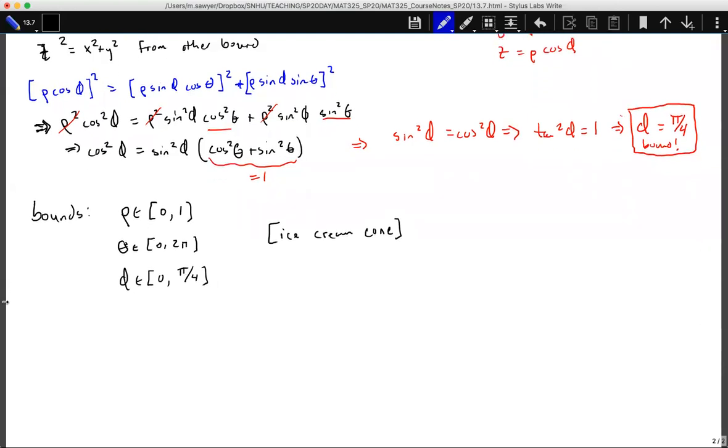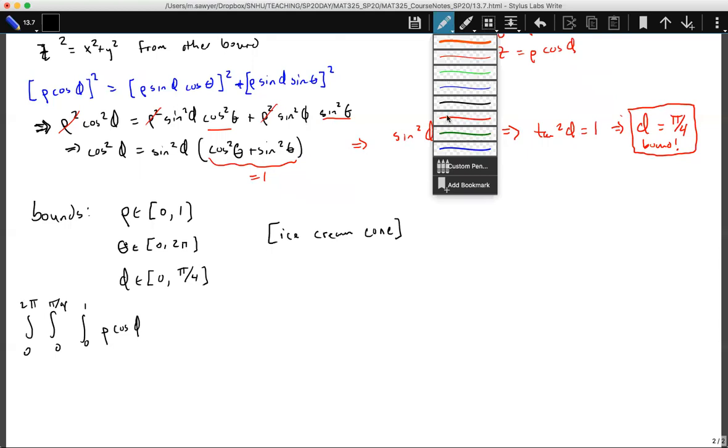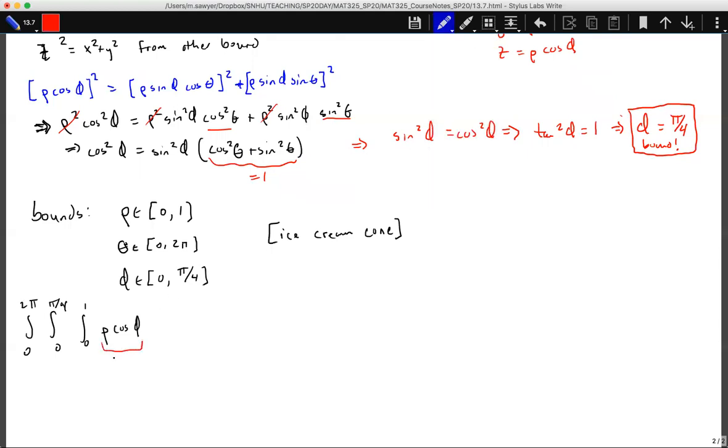So as we're integrating this, we have 0 to 2 pi, 0 to pi over 4, 0 to 1 of rho cosine of phi. This was our density function z. Right? We want to make sure we keep it all in the correct coordinate system. Times our Jacobian rho squared sine of phi d rho d phi d theta.